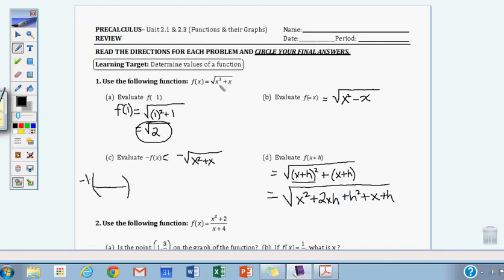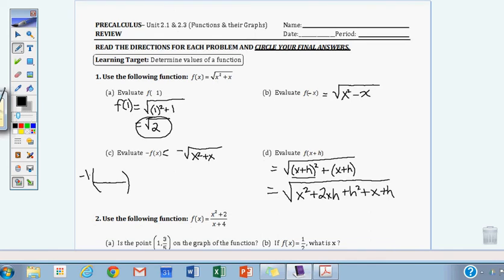Every one of these is different. Make sure you're practicing a lot of them. This radical is different than a fraction, which is different than a polynomial function. Just look at the differences.